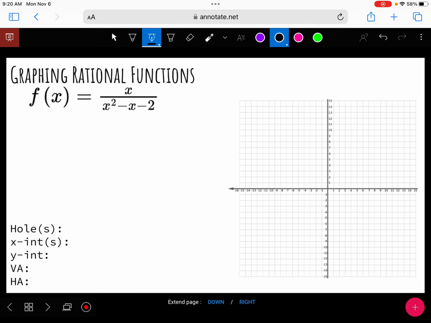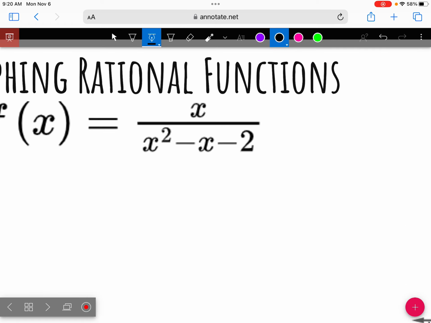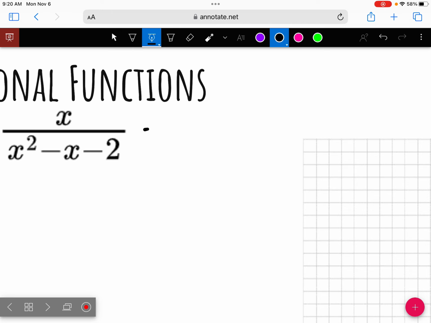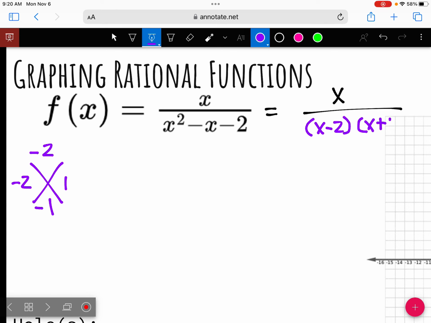All right. So we're going to start with seeing if we can factor stuff. Well, my numerator doesn't factor. It's just an x. Let's see about this denominator. Do we have a pair of numbers that multiplies to make -2 and adds to make -1? Yeah, -2 and +1. So this is really x minus 2, x plus 1.